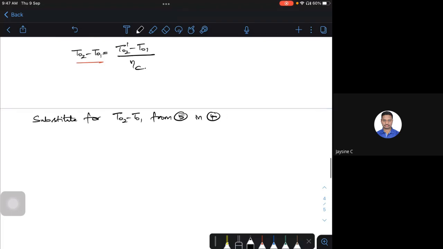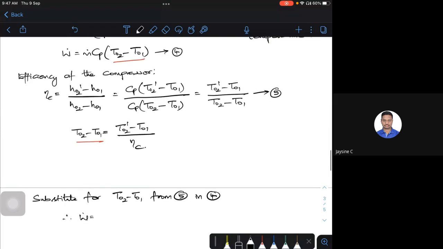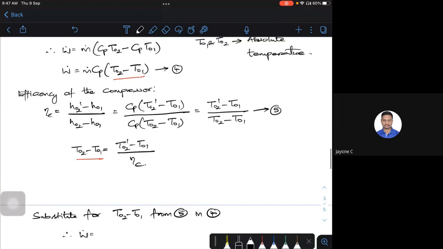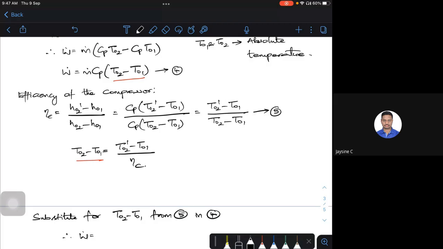Then what will happen to your W? Therefore, your W dot is equal to m dot into Cp. You can write it in terms of m dot into Cp, or you can take the mass flow rate per kg also, it doesn't matter.